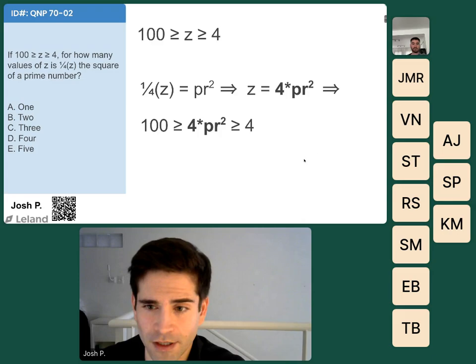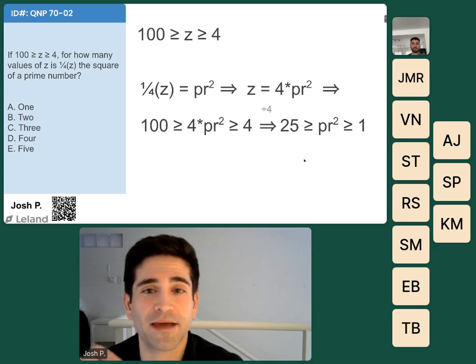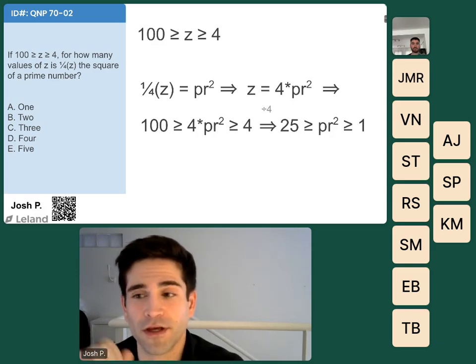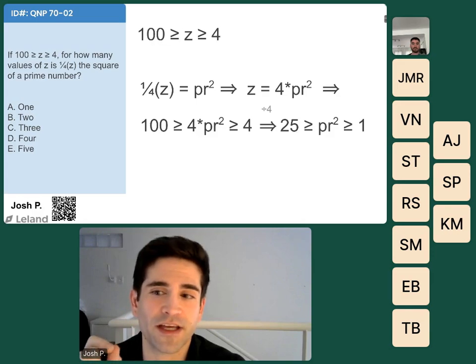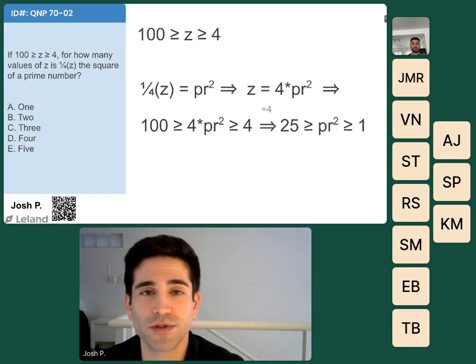Now, given that each number is positive, I can manipulate the inequality by dividing everything by 4. So what we have is 25 is greater than or equal to a prime squared, which is greater than or equal to 1.